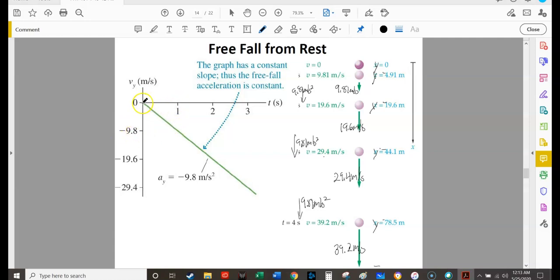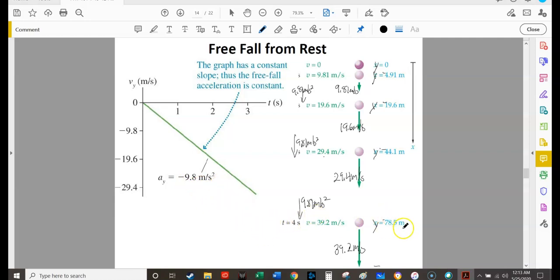It started off not moving at 0 seconds, and then after the first second it was 9.8 meters per second. Then it accelerated by 9.8, which adds to the original 9.8 and becomes 19.6. Then you add the acceleration vector again to 19.6, which gives you 29.4 at the third second, okay? And so this line is going to make a constant acceleration line, at negative 9.8 meters per second, okay?